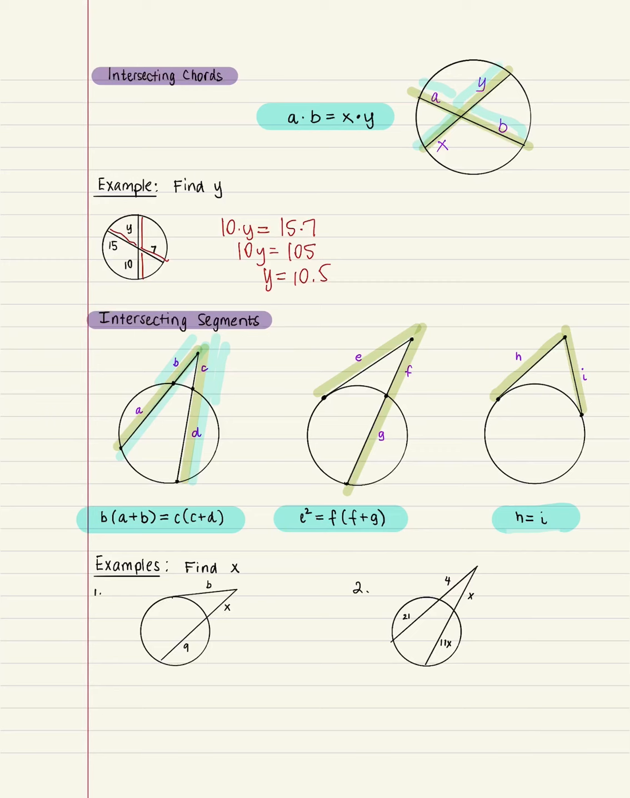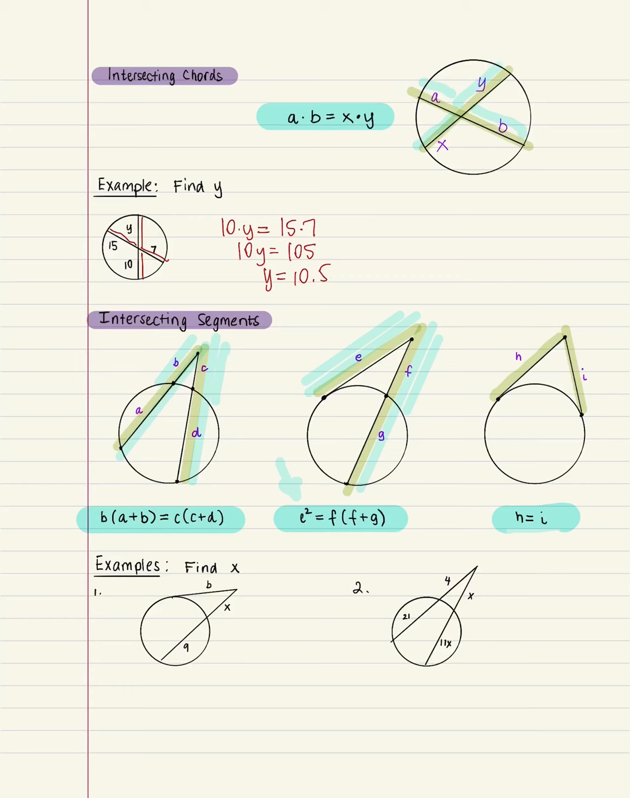Okay? The same rule applies when we're dealing with a tangent. So, remember, it's the length of the entire segment, so E, times the part that is outside of the circle, which is also E. So this is why in the formula right here we have E squared. Okay, because E times E is E squared. And then for the secant segment it is the length of the entire segment, which is F plus G, times the length of the part that is on the outside.